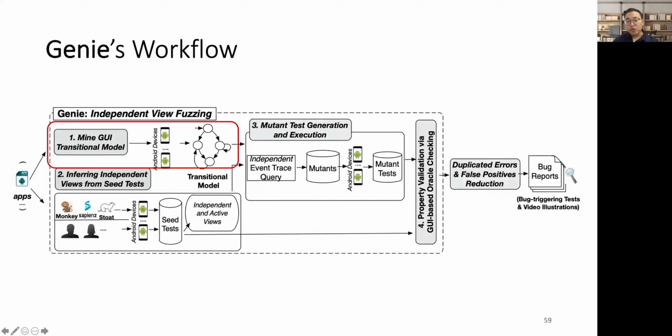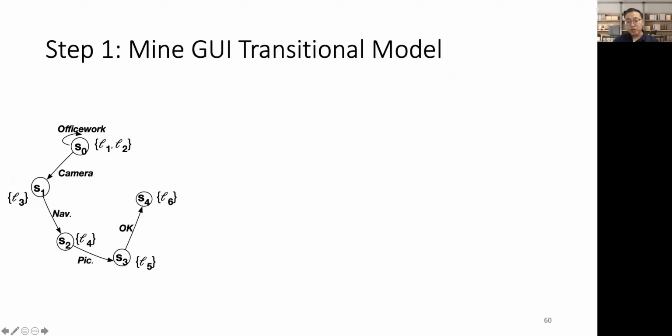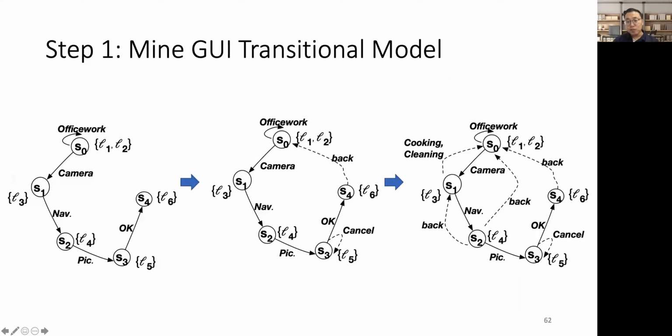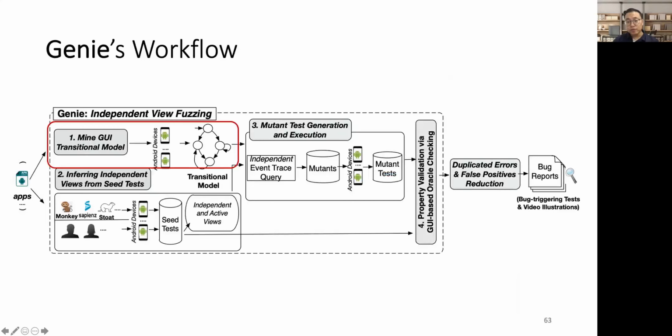In the first step, Genie will automatically mine a transitional model to capture the app behaviors. For example, Genie can mine such a partial transitional model of app activity Diary according to the normal usage scenario introduced before. If we continue to explore the app, we can include more GUI states and events and thus get a more complete GUI transitional model.